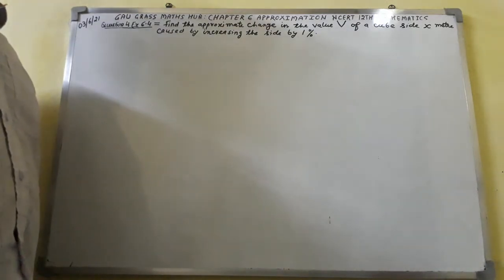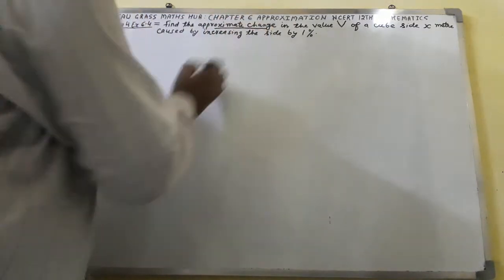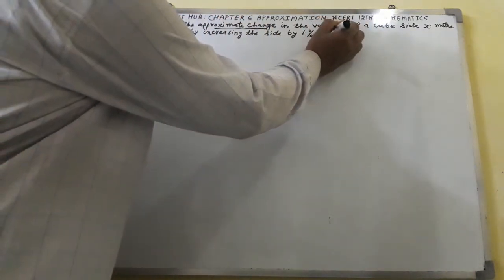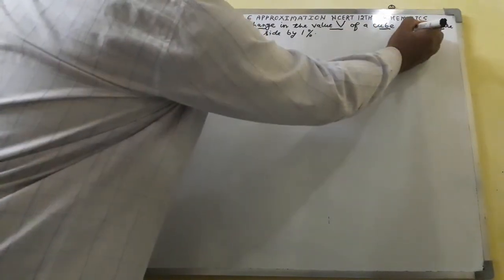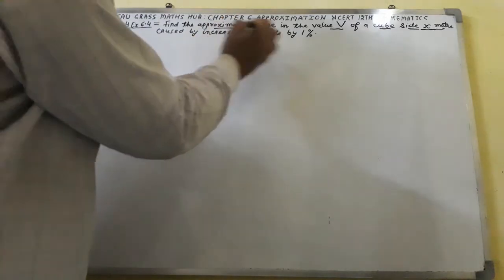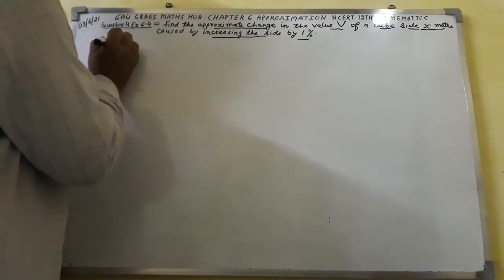This is a word problem. First of all, go through the word problem carefully and mark the key points with a sharpened pencil. Here you have to find the approximate change in the volume V of a cube of side x meter, by increasing the side by 1%. Now let us come to the solution.